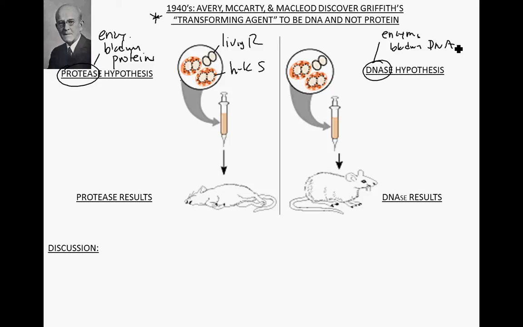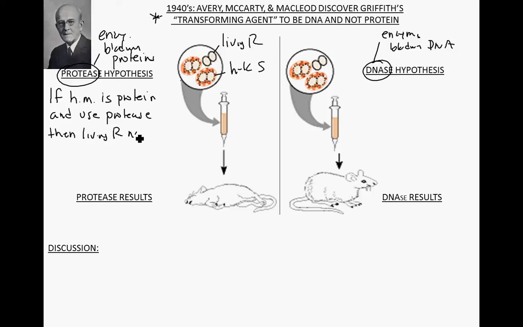So the hypothesis, if they're using this protease: if the hereditary material is a protein and we use a protease, then what should we get? Well, the logic was, if the hereditary material is a protein and we use a protease, then will this transforming agent transform these living R cells into living S cells? The answer should be no.